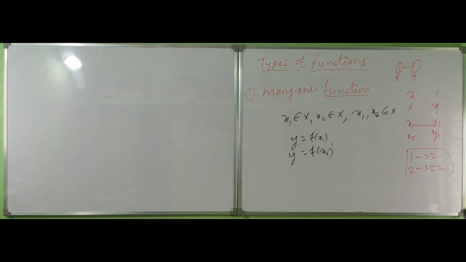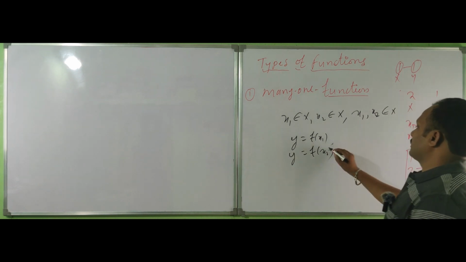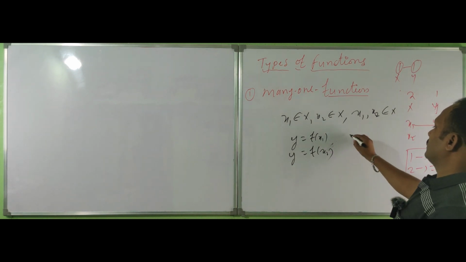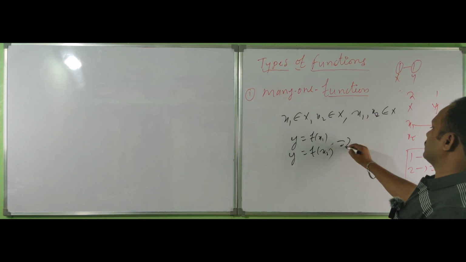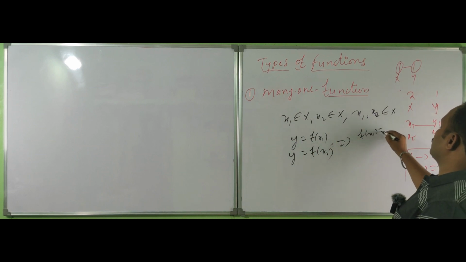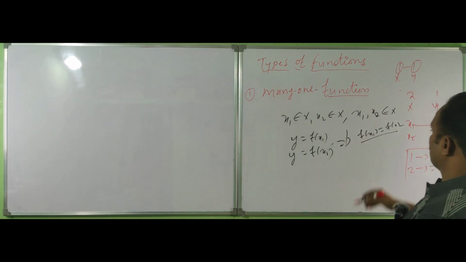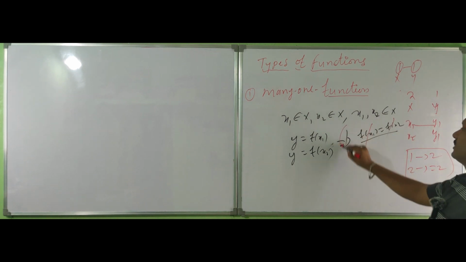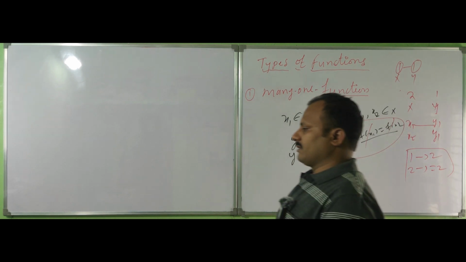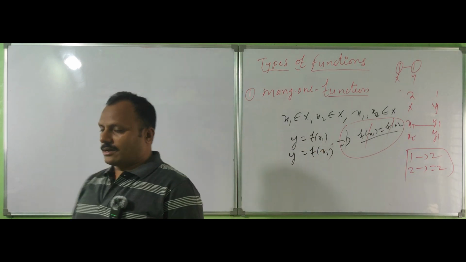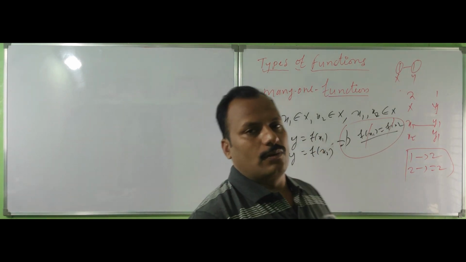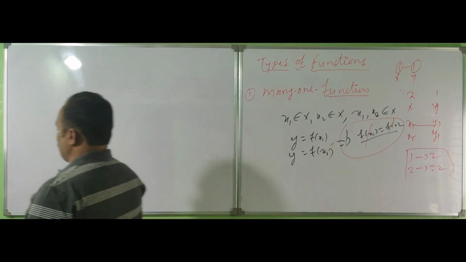Yes sir, this is possible only. So you cannot write this one. Then it implies that f of x1 is equal to f of x2. You should not write this one. It means that different images of X can have the same images in Y.